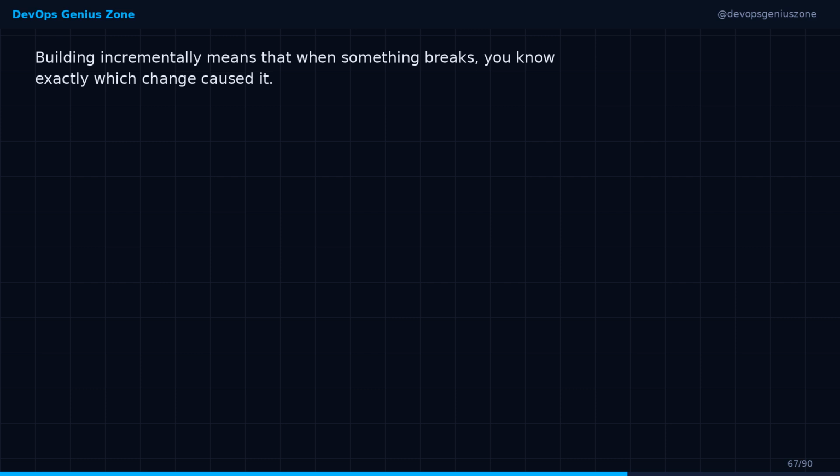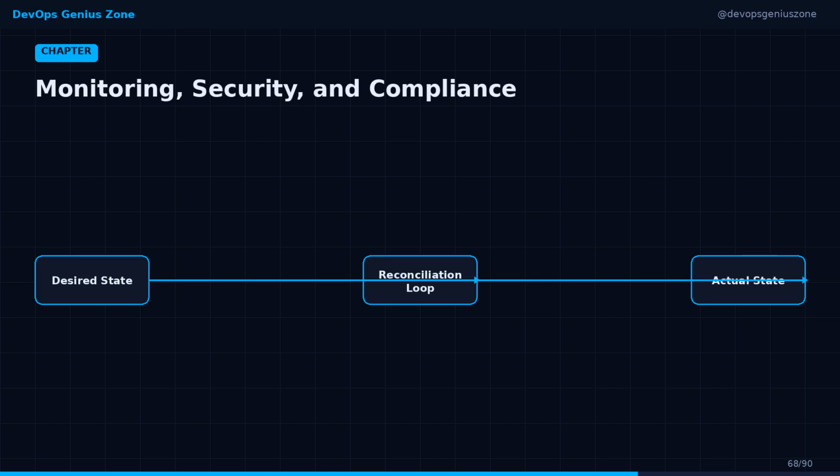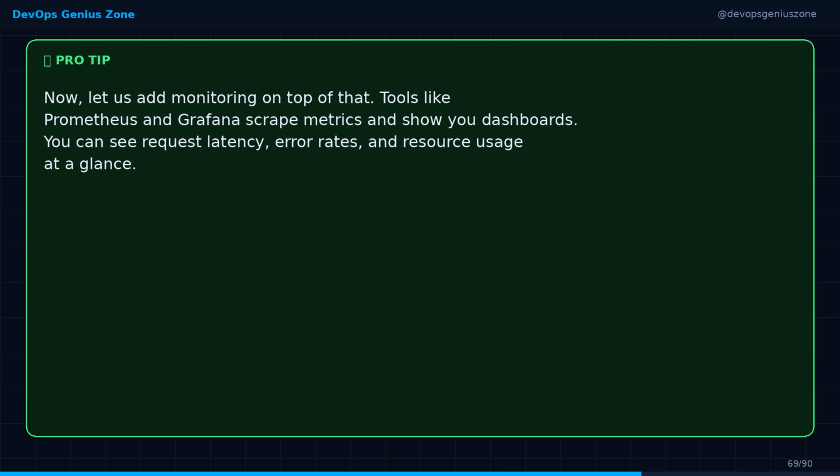Building incrementally means that when something breaks, you know exactly which change caused it. Now, let us add monitoring on top of that. Tools like Prometheus and Grafana scrape metrics and show you dashboards. You can see request latency, error rates, and resource usage at a glance. Set alerts so you know immediately when something goes wrong, and with a well-implemented how to build and push Docker images with GitHub Actions setup, the system often heals itself before you even wake up.